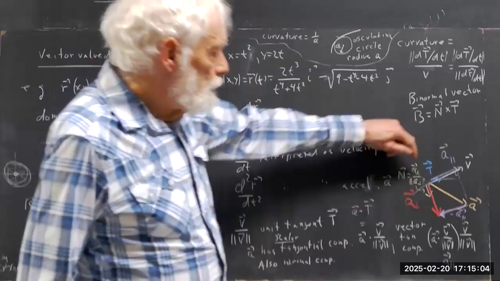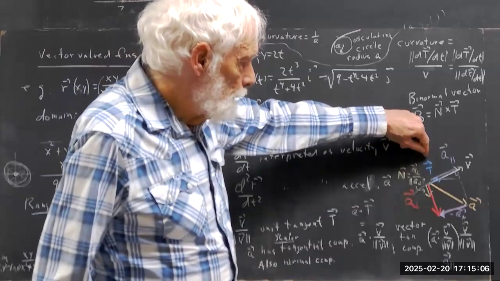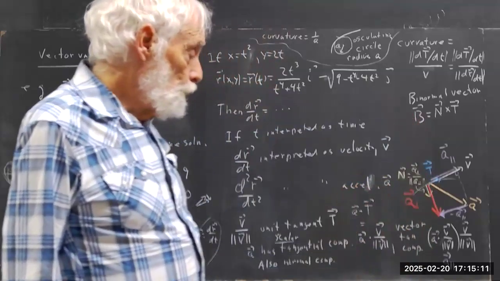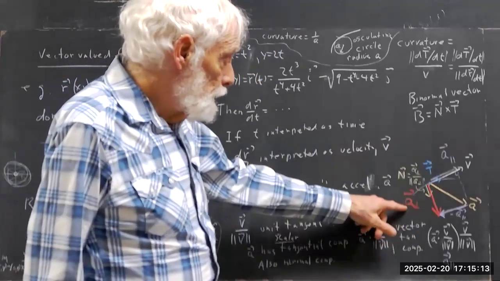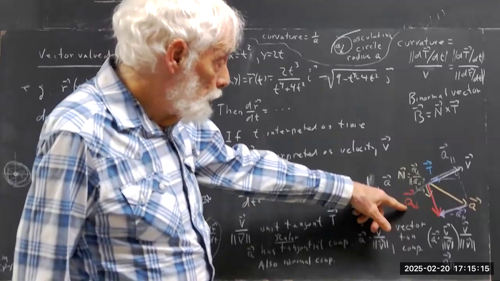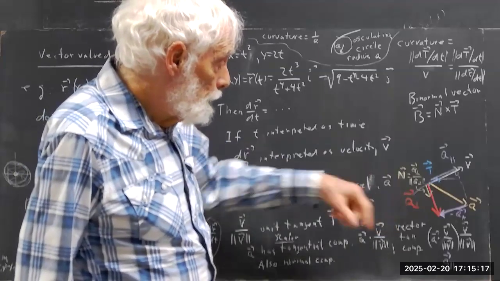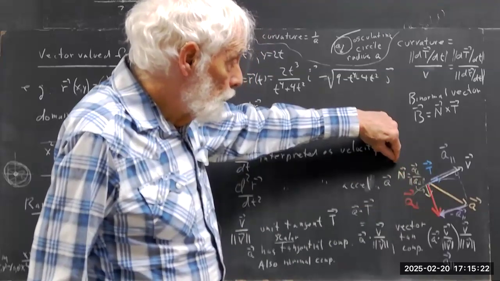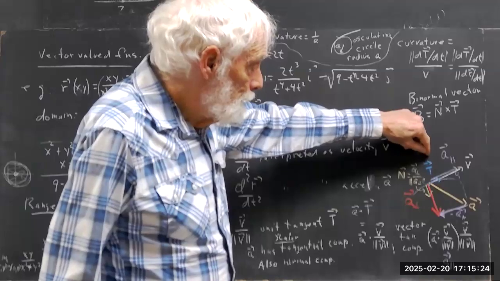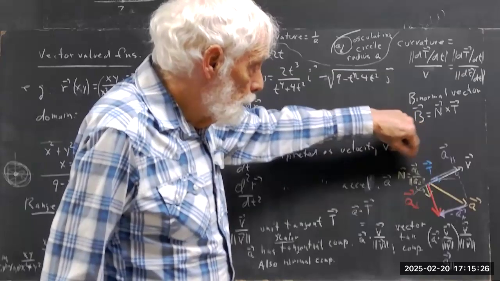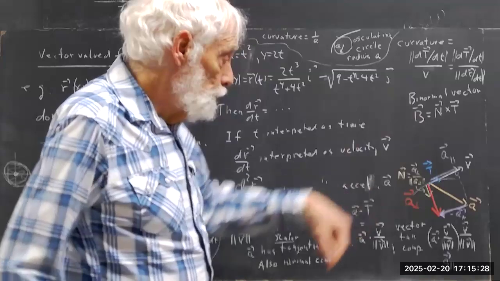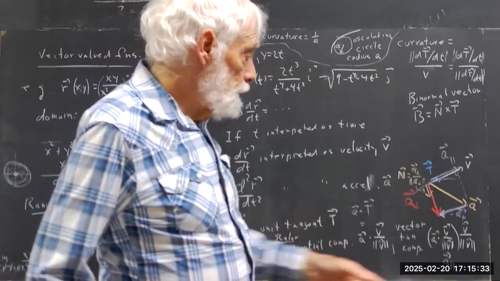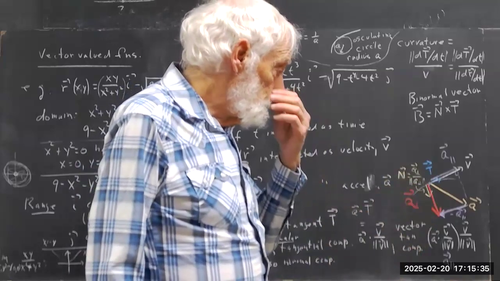We have, of course, our unit tangent vector. We're going to want a unit normal vector. To get a unit normal vector, we just take the perpendicular component of the acceleration vector and divide by its magnitude, and there's our unit normal. So T, big T, and big N are unit vectors, unit tangent, and unit normal. I'll mention that there's another way to get the normal vector.